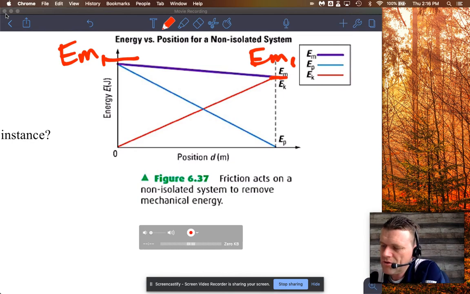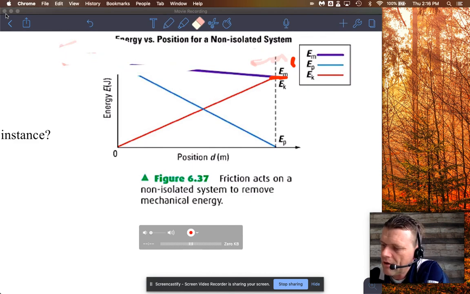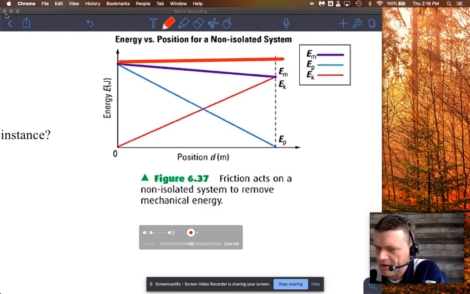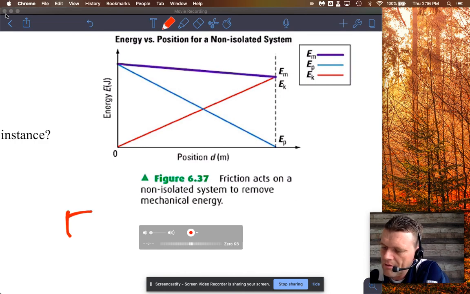And if you can catch that, if we were to draw a horizontal line from right there over like this, then the amount of energy lost to friction would be that little amount right there. But in this case, it's just helping you see that in a non-isolated system, EM1 does not equal EM2.